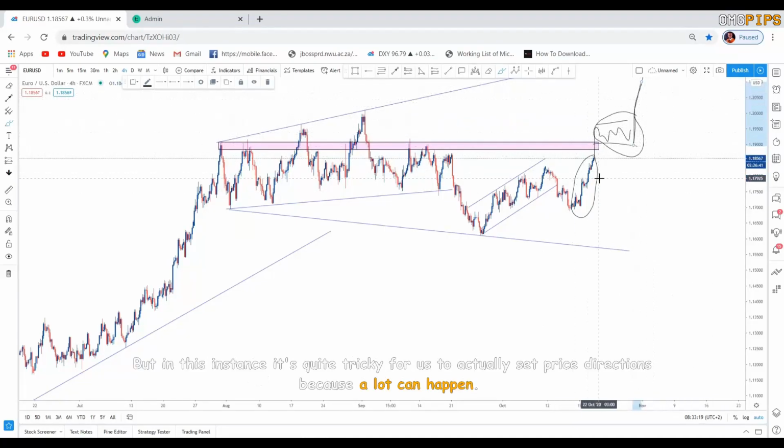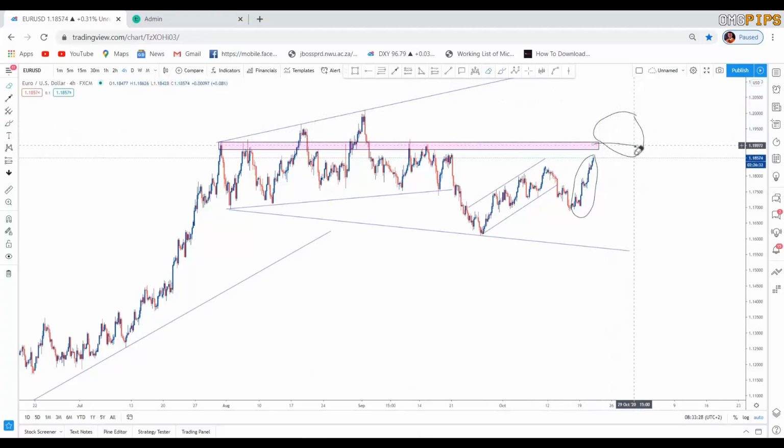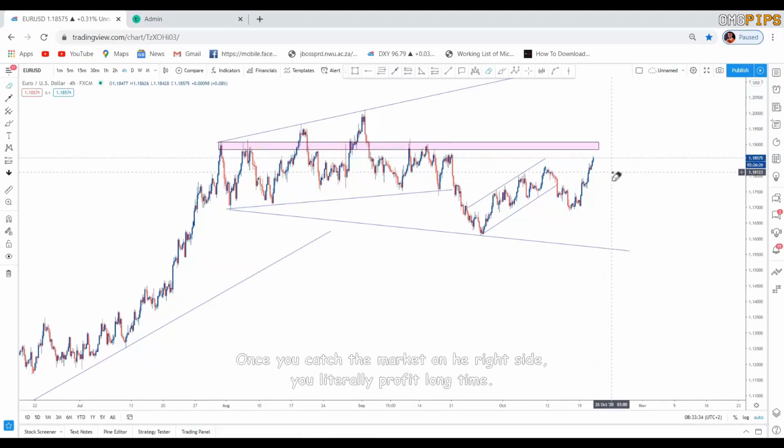But in this instance, it's quite tricky for us to actually set price directions, because a lot can happen, you understand? That is why we say Forex needs patience, especially the strategy that I use. It requires patience, but once you catch the market on the right side of the market, you literally profit for a long time.